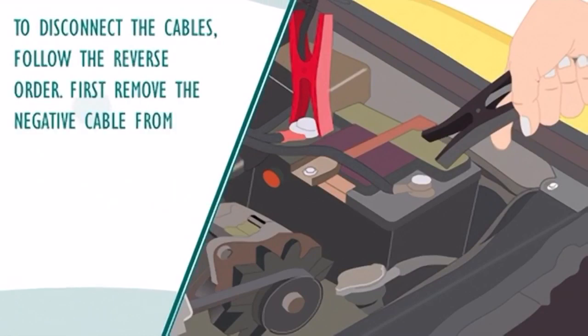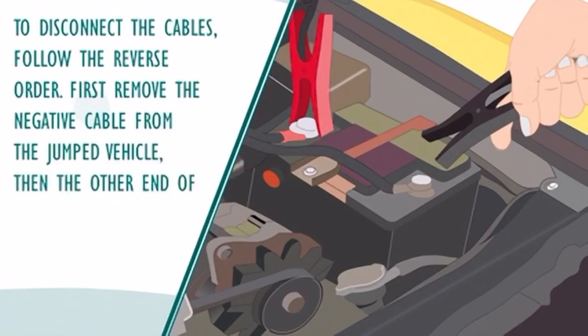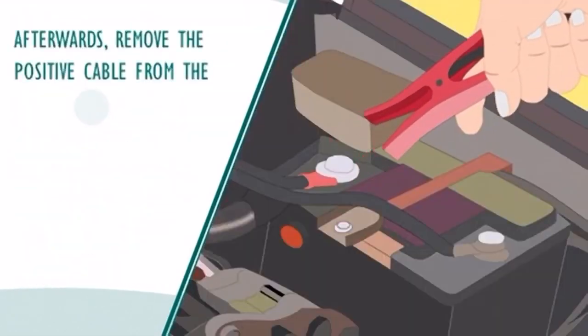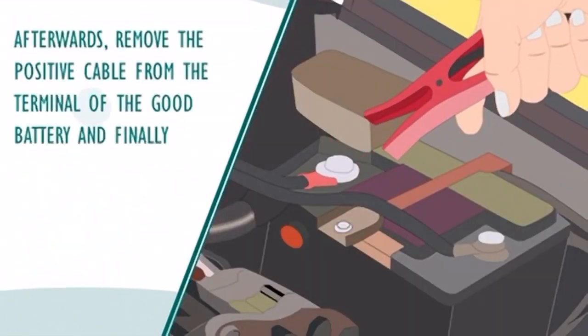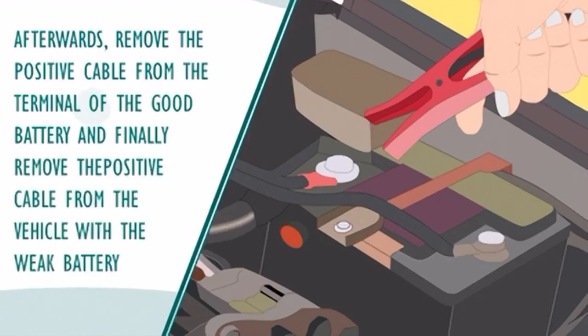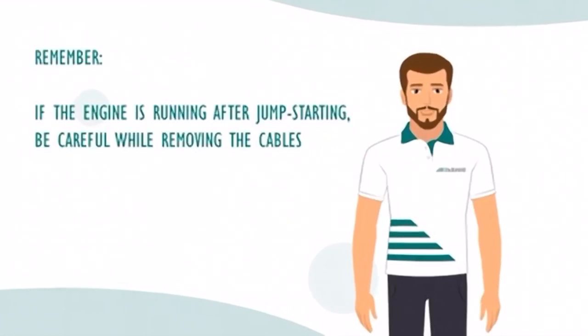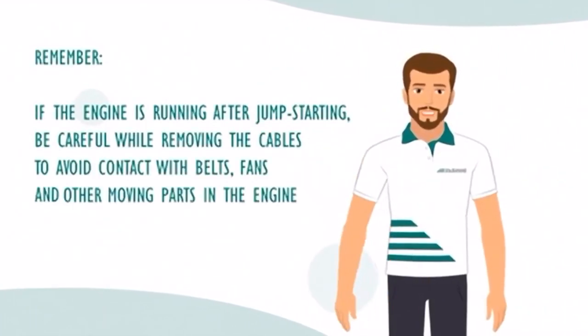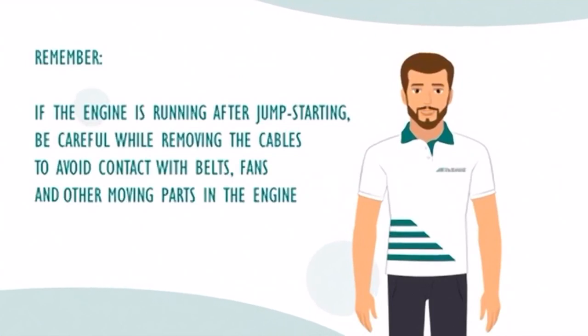First remove the negative cable from the jumped vehicle, then the other end of the cable from the vehicle with the good battery. Afterwards, remove the positive cable from the terminal of the good battery, and finally, remove the positive cable from the vehicle with the weak battery. Remember, if the engine is running after jump starting, be careful while removing the cables to avoid contact with belts, fans, and other moving parts in the engine compartment.